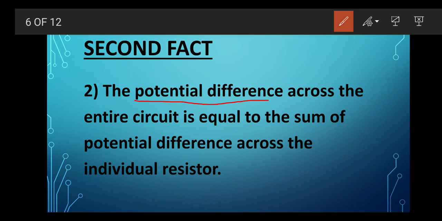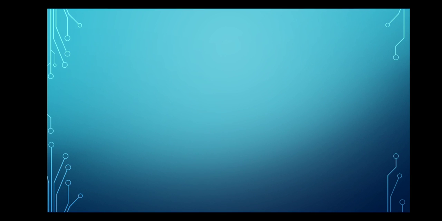Now, second important fact, the potential difference across the entire circuit is equal to the sum of potential difference across the individual resistors. This is the second important point related to the series combination of resistors, which you should always keep in your mind. Now let's see how.